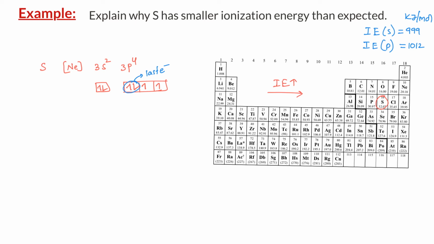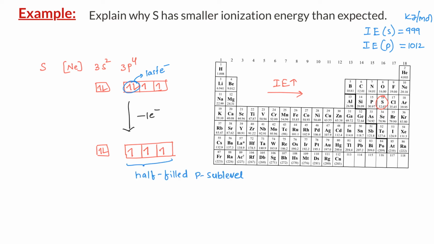The second explanation for the break in the trend is the following. When you remove one electron from sulfur, it will produce a half-filled p subshell. These half-filled p sublevels are unusually stable. Because removing one electron from the sulfur atom leads to this half-filled p sublevel configuration, which is unusually stable, it requires less energy than expected to remove that particular electron.